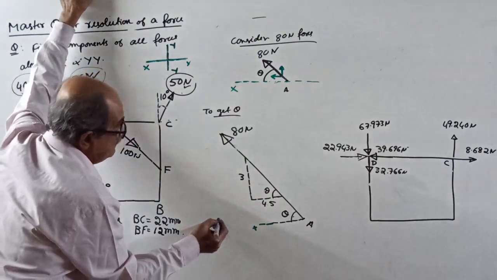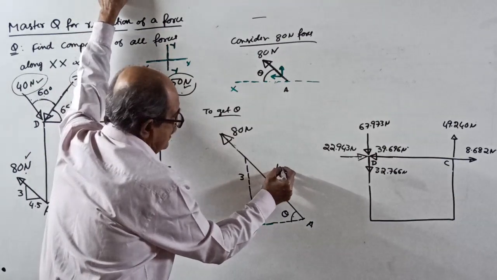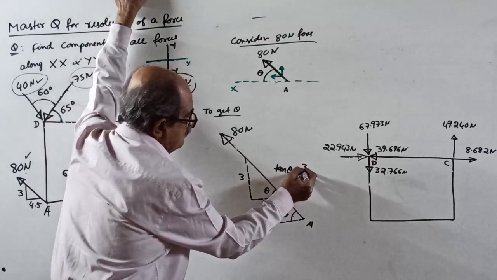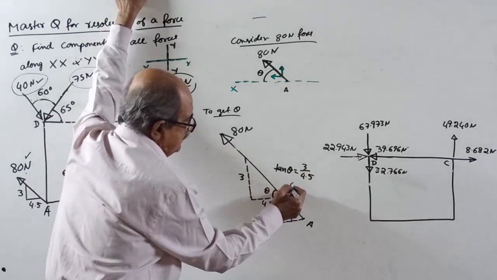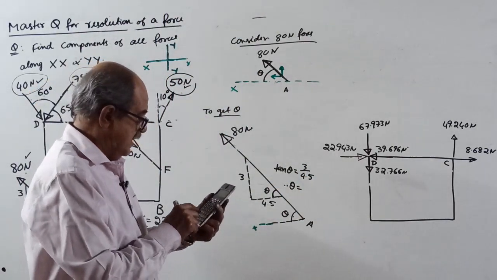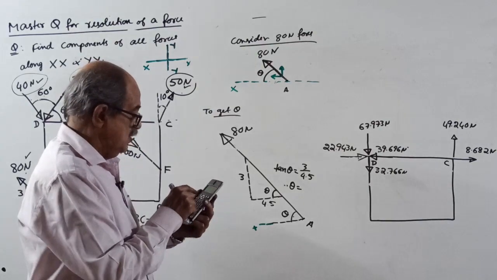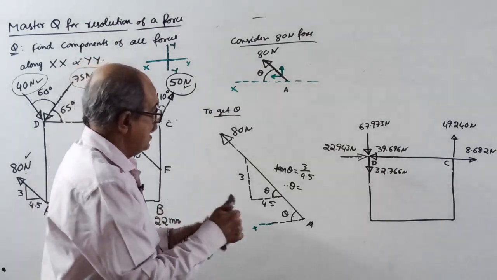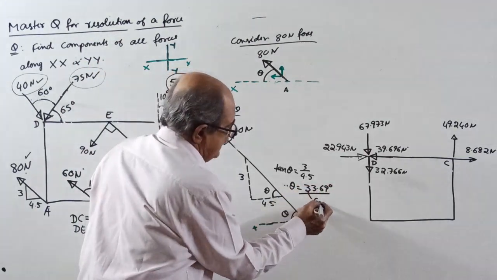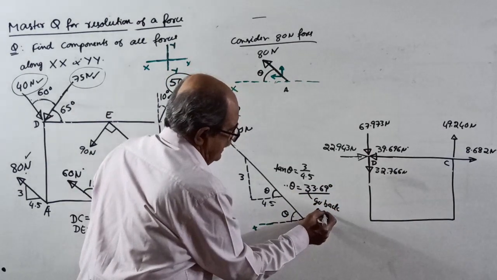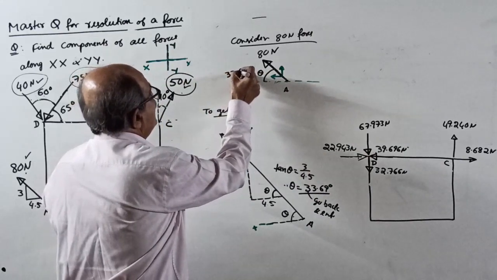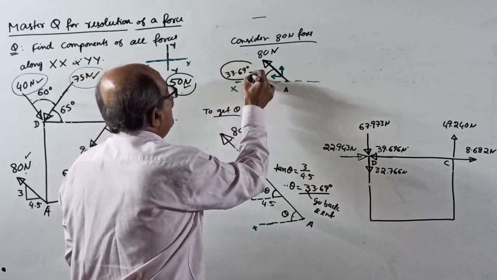Therefore, tan theta equals 3 divided by 4.5. Therefore theta equals tan inverse, answer 33.69 degrees. Go back and enter: theta equals 33.69 degrees. Remember, calculated answer.